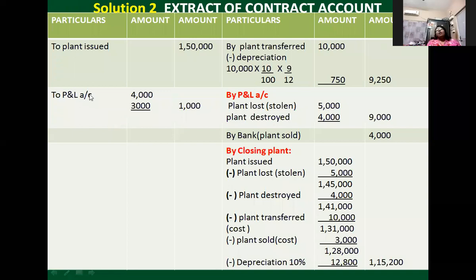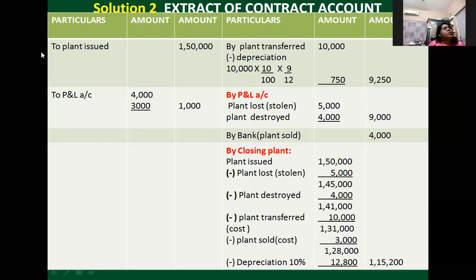In this solution, we have, as usual, the debit and credit side columns. I debited the plant value when it was issued for the contract purpose, that is 1,50,000. And then I debited one more item, which is a profit on sale. Why is there a profit on sale? As I explained, the cost value of the plant is 3,000 but the sold value is 4,000. There is a profit, so all profits must be debited. In case you get a loss, please credit the loss. So for this problem, I'm getting a profit on the sale.